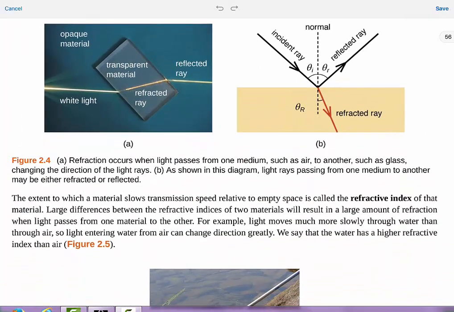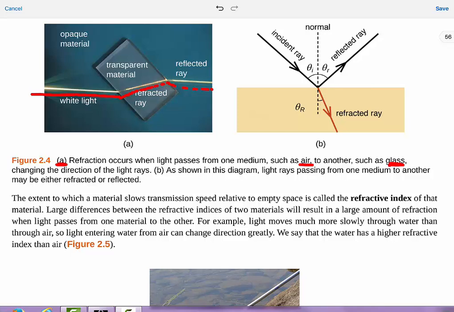So here we can see in these illustrations, it's mentioning refraction occurs when light passes from one medium, such as air, to another, such as glass, and then it changes. So you can see there's light coming in this way here, and then as soon as it gets to this glass, it bends, and it is refracted. And then, as you can see, it goes through the glass here, and then as soon as it gets to air again, it bends again.